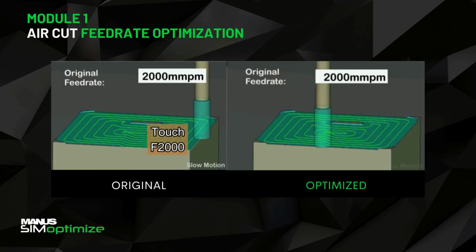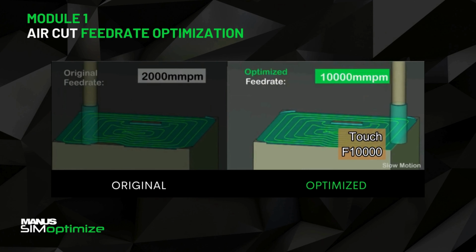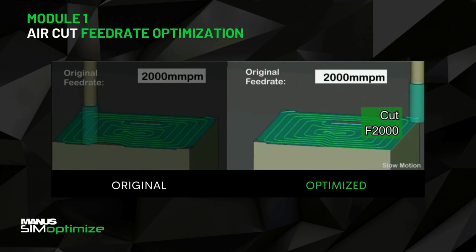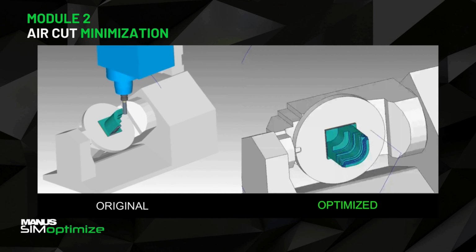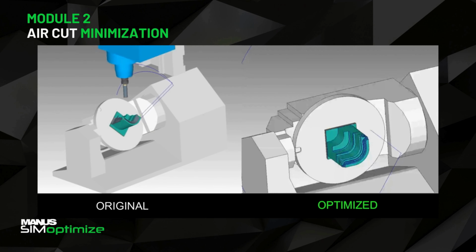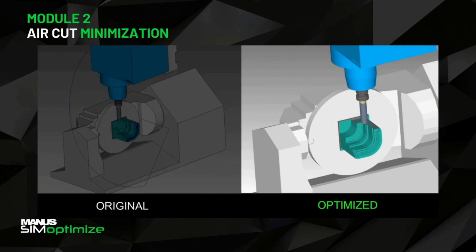This module accelerates feed rates during no contact and touch moves, automatically detecting non-cutting moves and adjusting them with a single click. Error cut minimization. It eliminates unnecessary long retracts and home returns, replacing them with optimized positioning moves just above the surface.